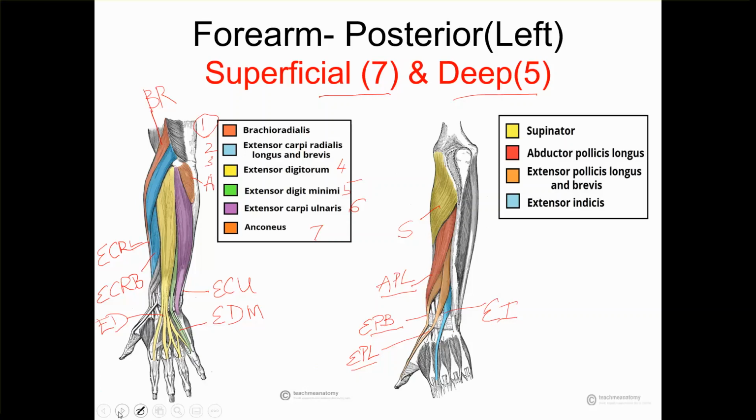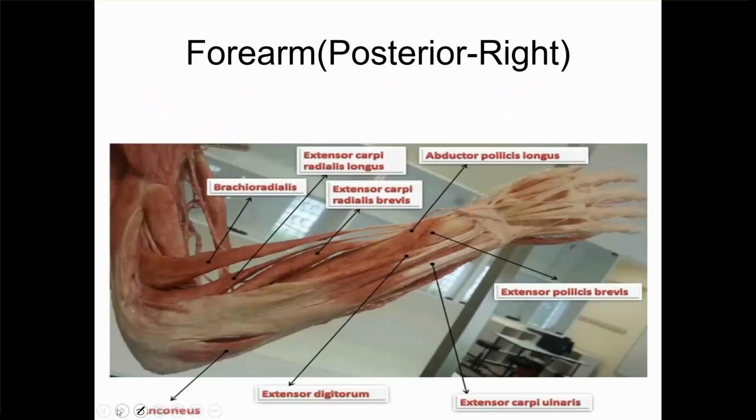Now moving on, let's try to identify them. Let's go in order. We have to start from brachioradialis. So this is the brachioradialis. Next will be extensor carpi radialis longus with a long tendon. Can you see the tendon over here? It's long. And then you have extensor carpi radialis brevis, the shorter tendon.